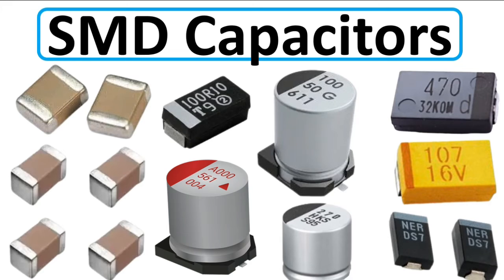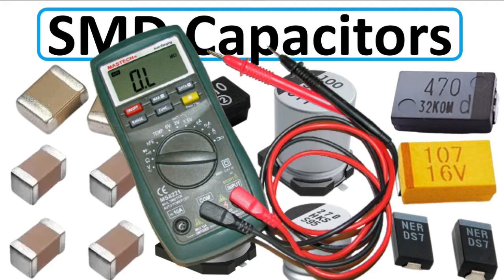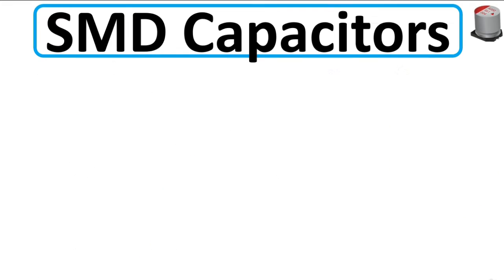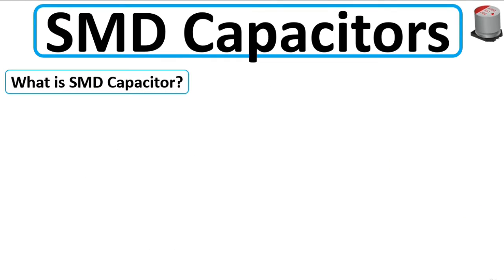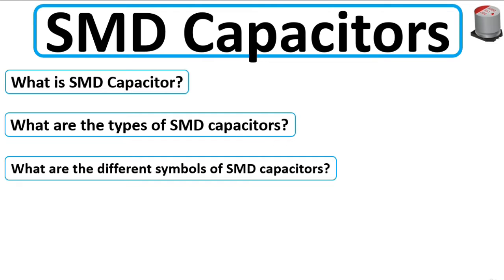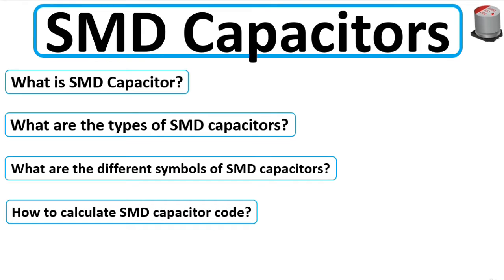I'm gonna teach you how to test all types of SMD capacitors using the multimeter. But first, let's answer some questions. What is an SMD capacitor? What are the types of SMD capacitors? What are the different symbols of SMD capacitors? How to calculate SMD capacitor codes?